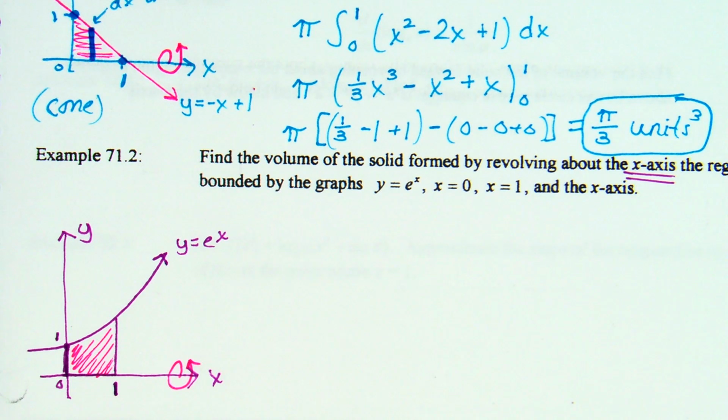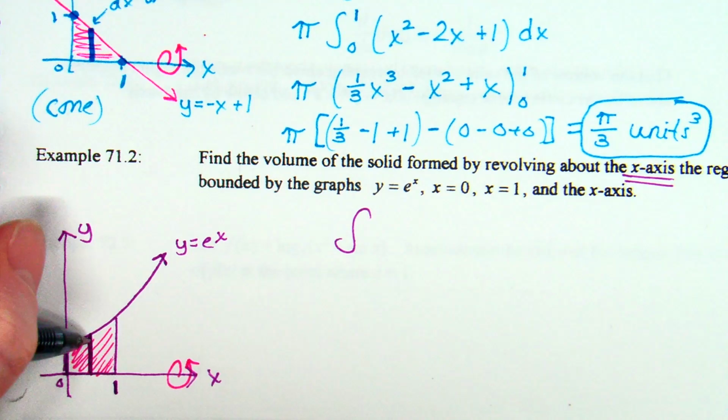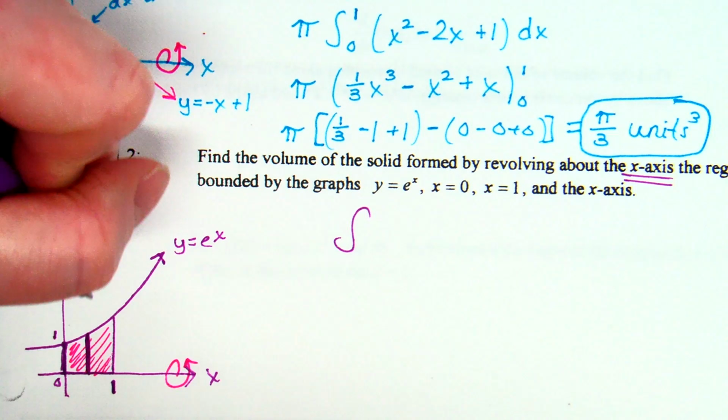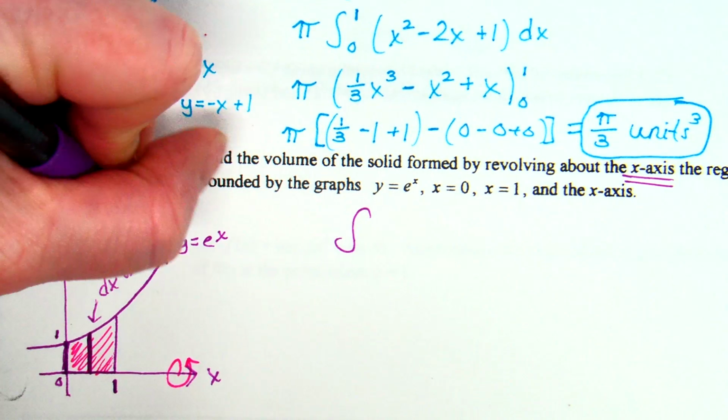Now, the important part of this: the integral. Keep in mind I did draw it in, and I should be in the habit of drawing it in. The rectangle is going to be perpendicular to the x-axis, right? That's what we are rotating around. That represents one disk, and you can think of that as being dx or delta x.